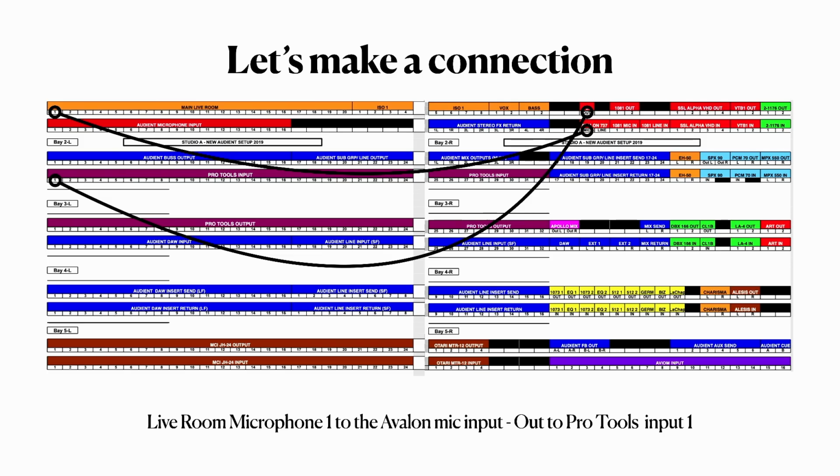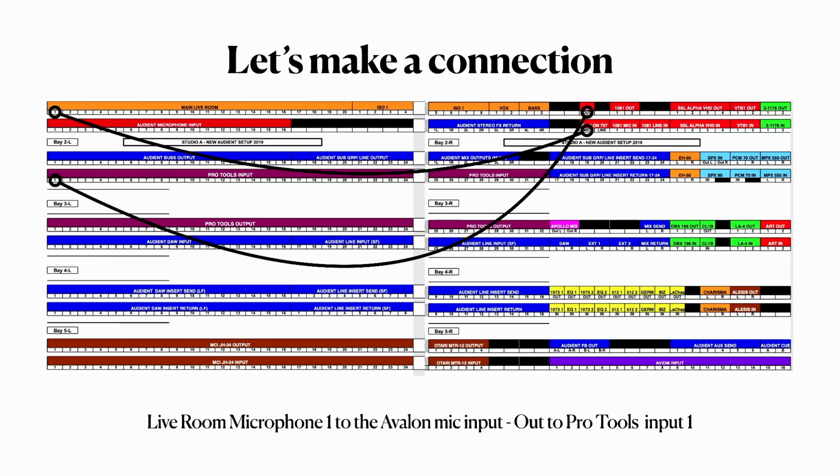The microphone's now going to the Avalon, and the output of the Avalon's going into Pro Tools. We essentially bypassed the console input. That's all. And then the output is always connected. It's fully normal, so we don't have to worry about that. We're going to hear it on channel 1 back on the console.